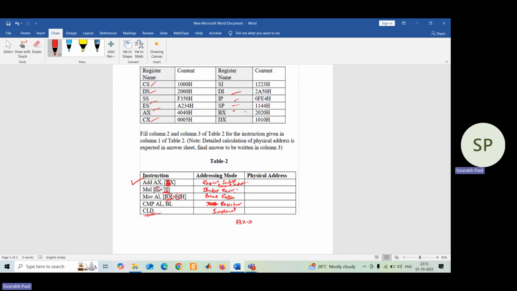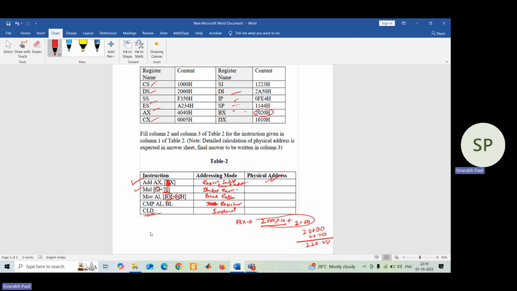For the first problem, ADD AX comma BX. Here, BX means you take the data segment value, that is 2000, multiplied by 10 because you are calculating the physical address: segment register value multiplied by 10 plus its offset value. What is the offset? The BX value. What BX is given? 2020. So plus 2020. Do the addition and that will be the physical address. So it is 20,000 plus 2020, which is nothing but 22020. That is the address.